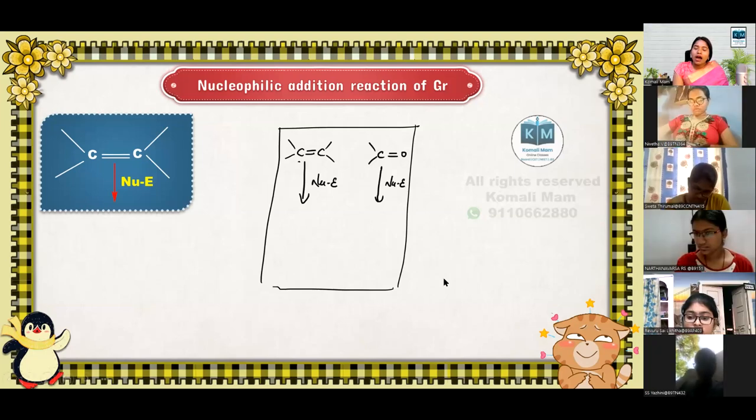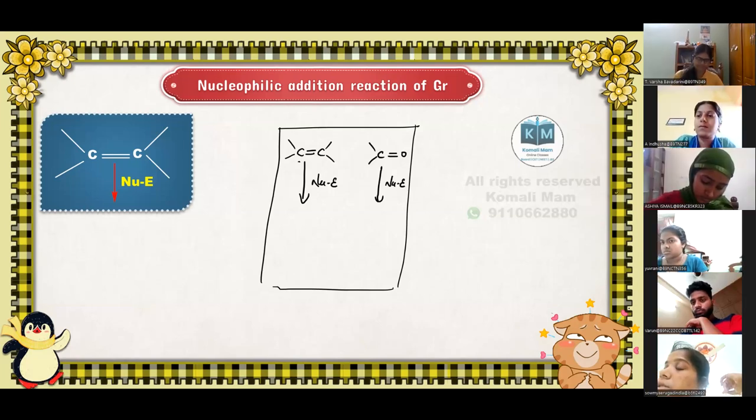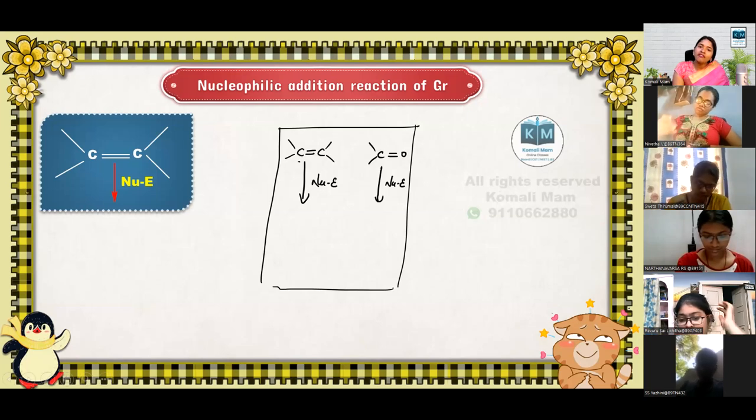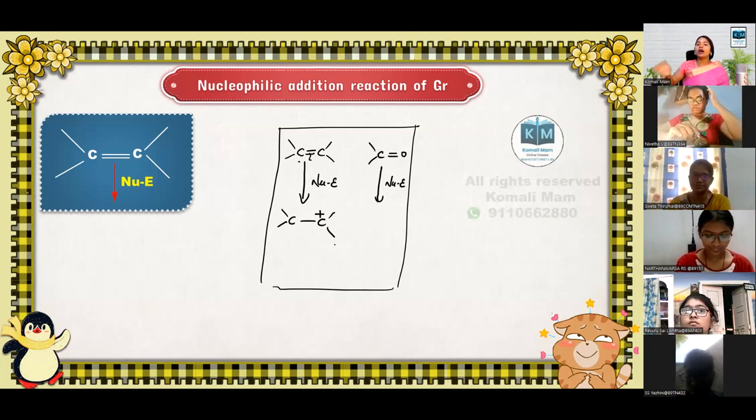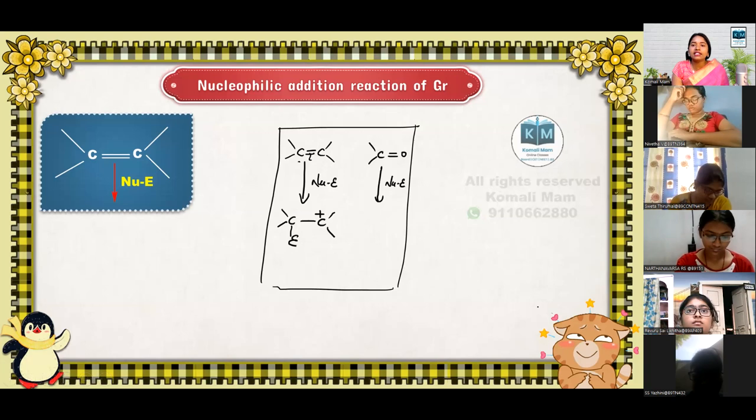What I want to tell you is every reagent has a nucleophile and an electrophile. If you add one molecule as a reagent, it will have a nucleophile also and an electrophile also. But in this reaction, the alkene pi bond breaks. One carbon gets a plus charge, another carbon a minus charge. Listen carefully. Wherever the minus charge is, the electrophile goes and attacks, because the electrophile is electron seeking. It needs electrons.